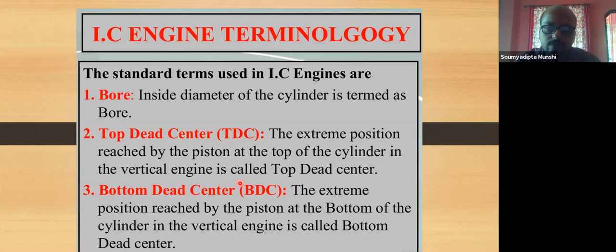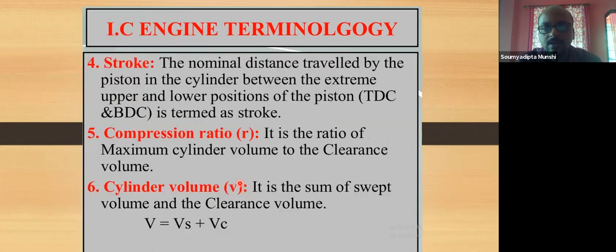That means bore and top dead center. Bore means the diameter of the cylinder. Top dead center is the position up to which the piston can move. The bottom dead center is the extreme lower position, below which the piston cannot move. The stroke is the distance between the TDC and the BDC.